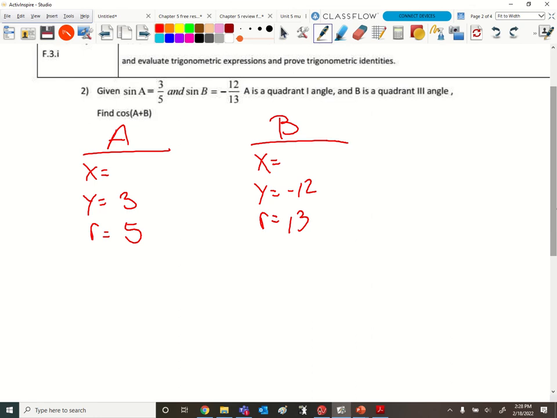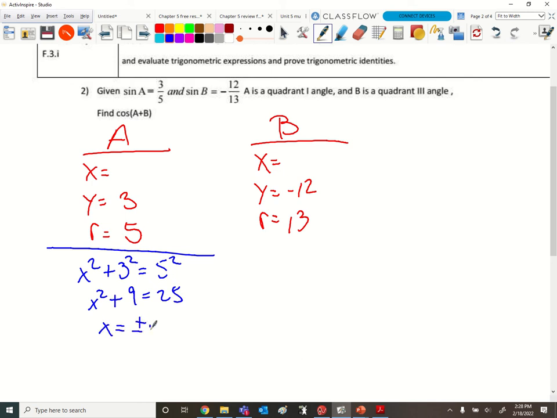So I'm going to do Pythagorean theorem again. So x squared plus 3 squared equals 5 squared. X squared plus 9 equals 25. X equals plus or minus the square root of 16. And it says A is in quadrant 1. What do we know about the x value in quadrant 1? Quadrant 1 is positive. So the x is going to be positive what? Positive 4. Very good.